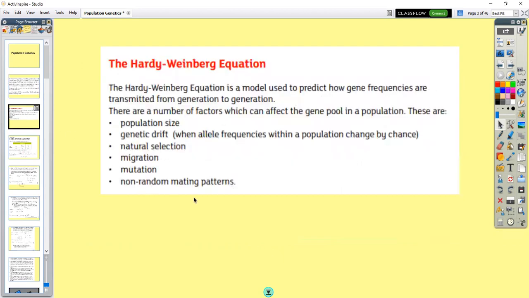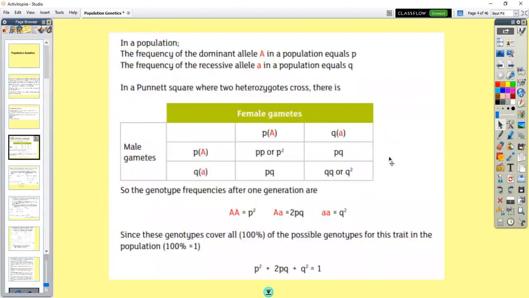Okay, the first part of this really is looking at the Hardy-Weinberg equation, which is used to predict how gene frequencies are passed on or transmitted from generation to generation. It's based on a cross between two heterozygotes, so a big A and a small a, as you can see here, which they refer to as P or as Q. P is the frequency of the dominant allele, and Q is the frequency of the recessive allele.